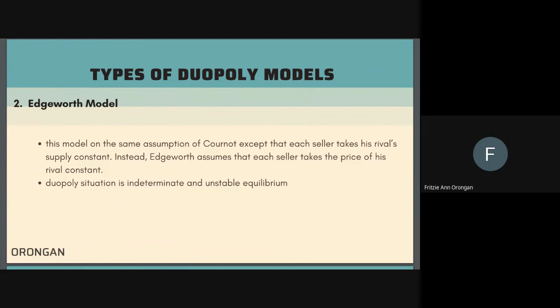Next is the Edgeworth model. This model is based on the same assumptions as Cournot's, except that each seller takes his rival's supply constant. Edgeworth assumes that each seller takes the price of his rival, instead of output, to remain constant. So the price continually varies between competitive and monopolistic levels. According to him, the duopoly situation is an indeterminate and unstable equilibrium.